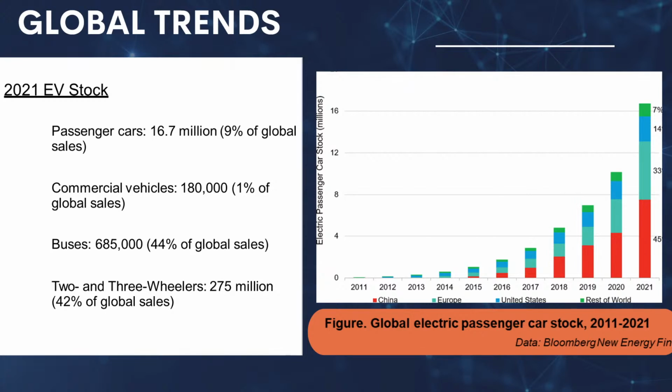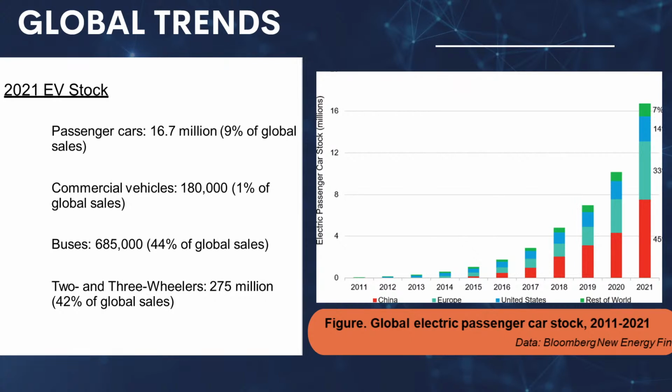In 2021, more people around the world started using electric cars and other vehicles. First, the passenger cars. About 16.7 million electric cars were sold in 2021. They made up 90% of all car sales. People like electric cars because they are efficient and don't harm the environment.